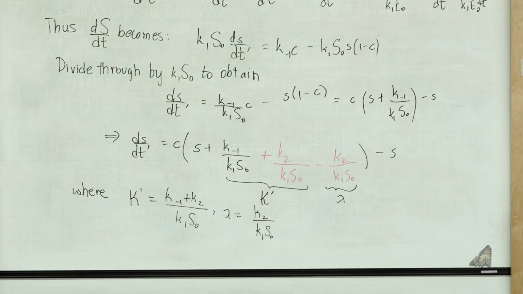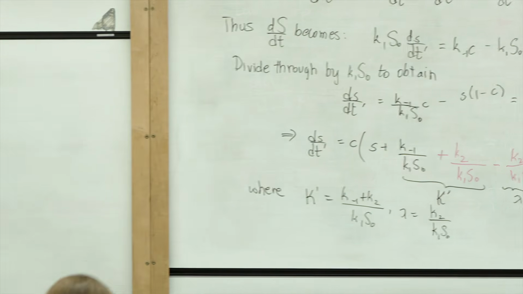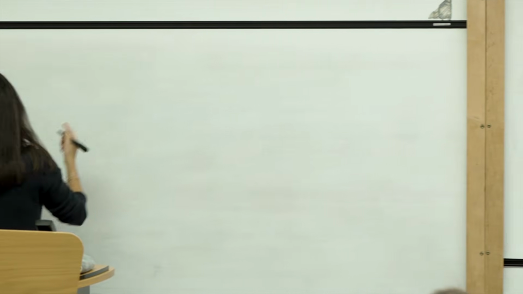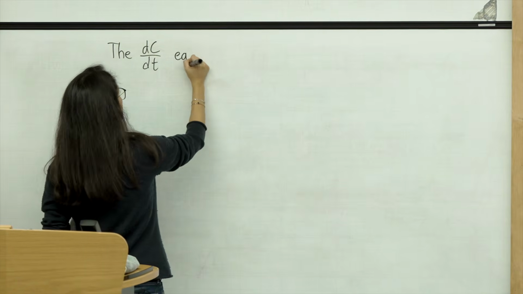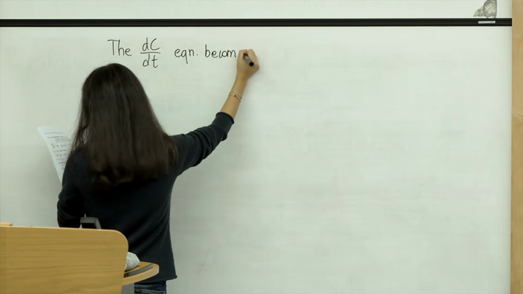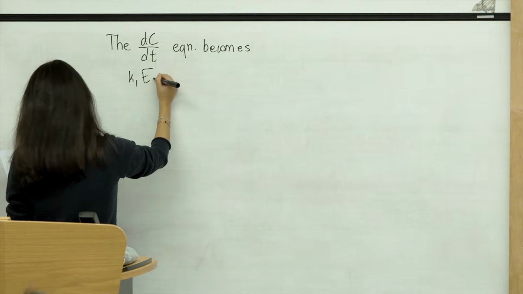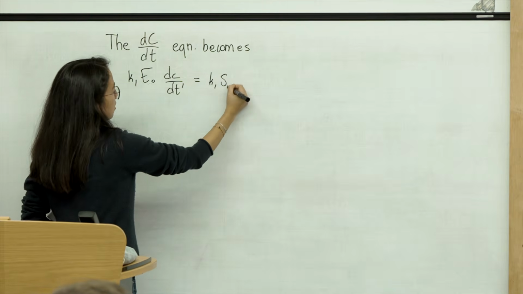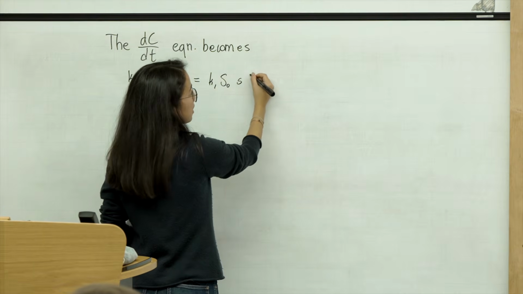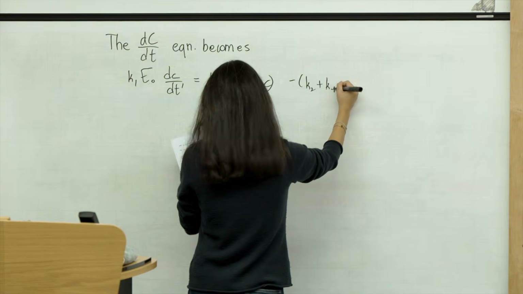Now we do exactly the same for the c term. Maybe I will write it here. So again, use the same procedure that I did here to rewrite that. So the dc dt equation becomes k1 is actually e 0. And then I have dc dt prime. K1 is 0. And then I have the little variable, so it's 1 minus c minus k2 plus k minus 1 c.